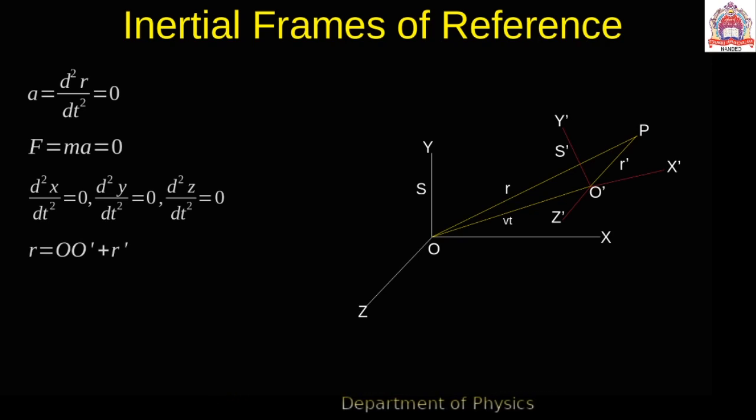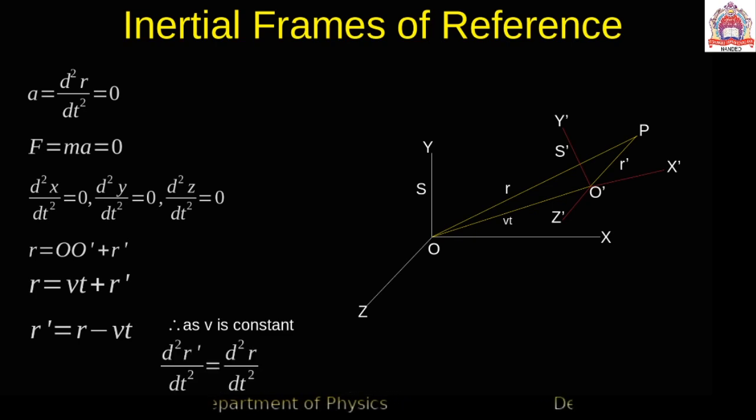So the position vector r is equal to OO dash plus r dash, or r is equal to vt plus r dash, or we can write r dash is equal to r minus vt. As v is constant, then d²r dash/dt² is equal to d²r/dt². So this is nothing but the acceleration. Two accelerations are there, so we can write a dash is equal to a.